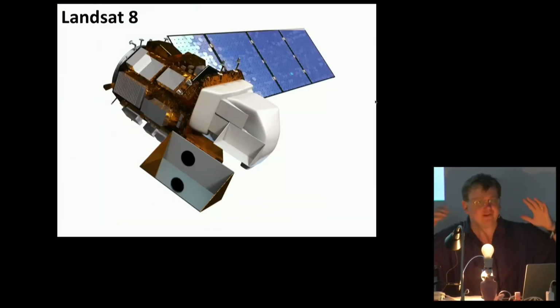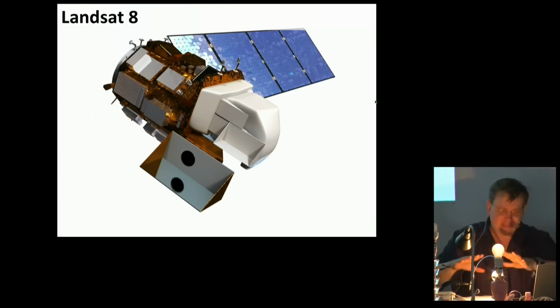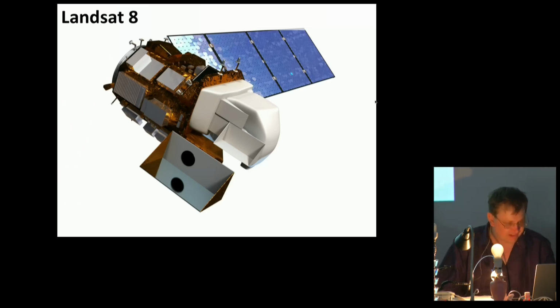So, I'm going to switch now from talking about stuff that I've done here to stuff that happens in space, but don't worry, there is a really big link. And this is an example of a satellite that takes images of the Earth. This is Landsat 8. It was launched a number of years ago now.